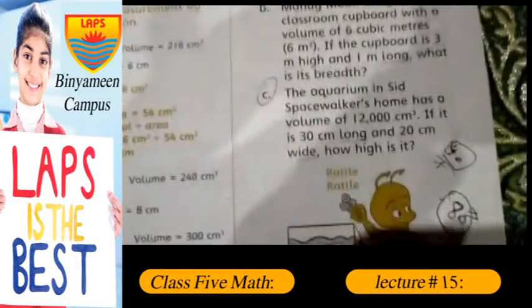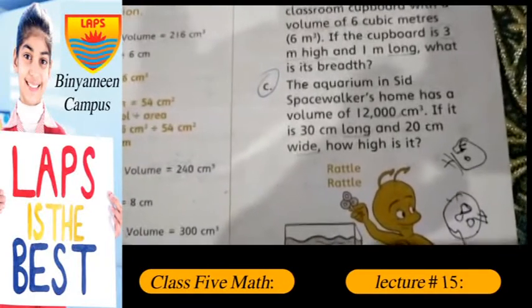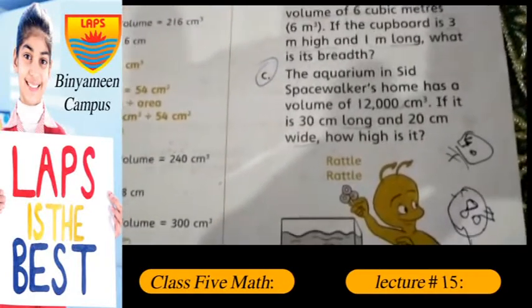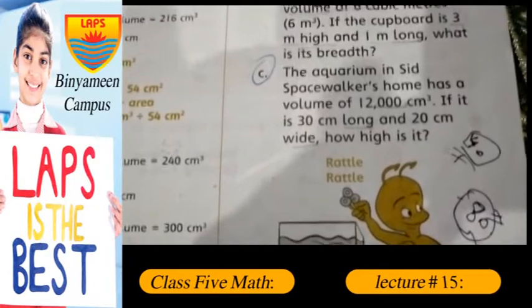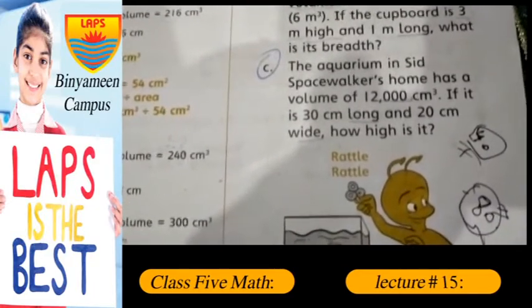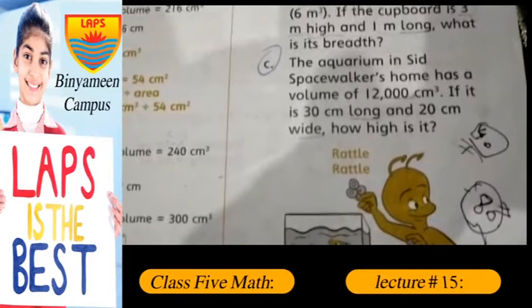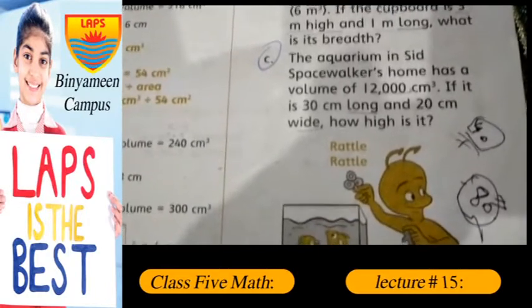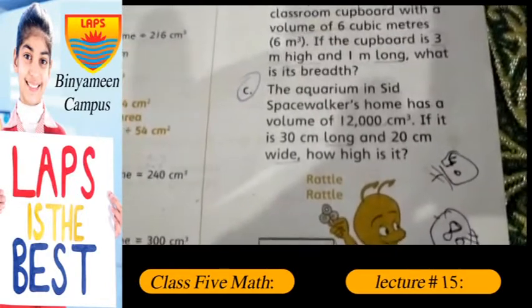Question number 10, part C. The aquarium in Said's home has a volume of 12,000 centimeter cube. If it is 30 centimeter long and 20 centimeter wide, how high is it?